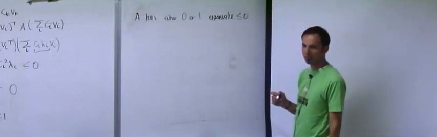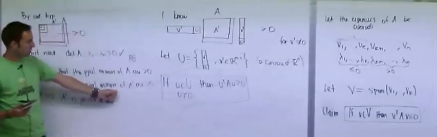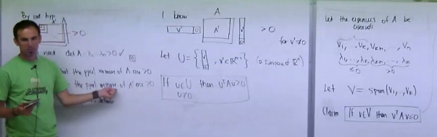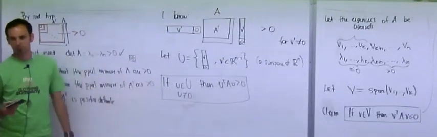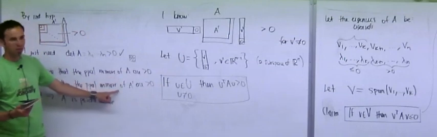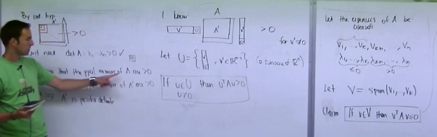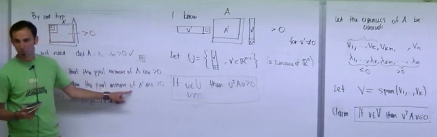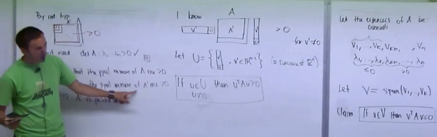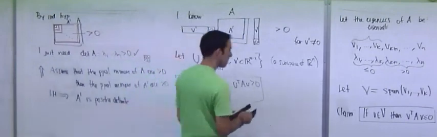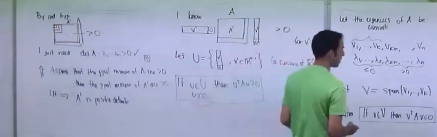I'm almost done. Well, let's go back and see what we've used. I started by assuming that the principal minors of A were positive. Then I used that to conclude that the principal minors of A prime were positive. And then using that, I made this whole argument. But in going from here to here, I threw out one minor, the biggest minor. In going from here to here, I'm forgetting that the determinant of A is also positive. If you think about it, that's going to do it. The determinant of A was also positive.